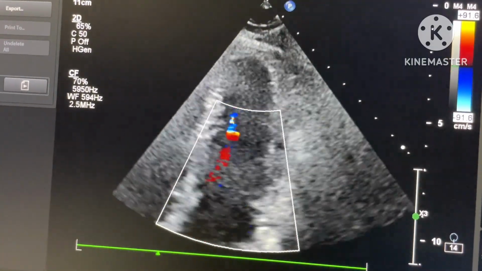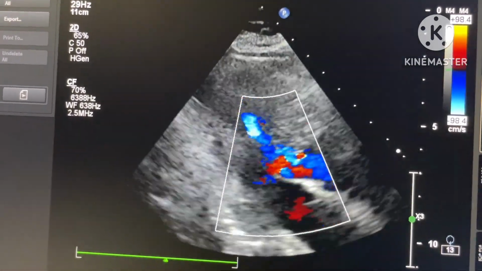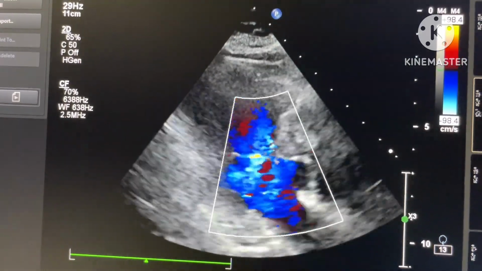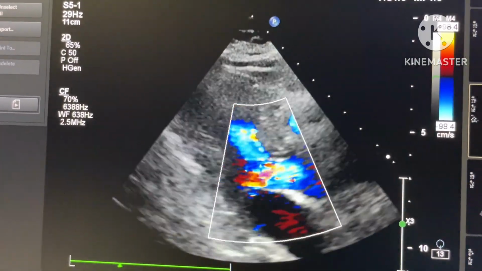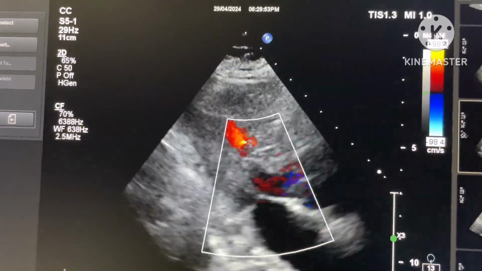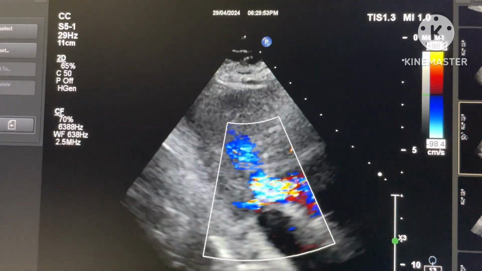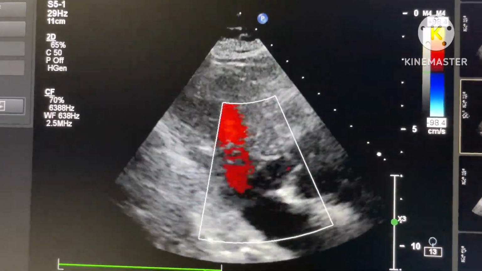So this is the case of obstructive cardiomyopathy, either hypertensive or hypertrophic. As the patient is an old aged lady, maybe it is hypertensive obstructive cardiomyopathy. Thank you.